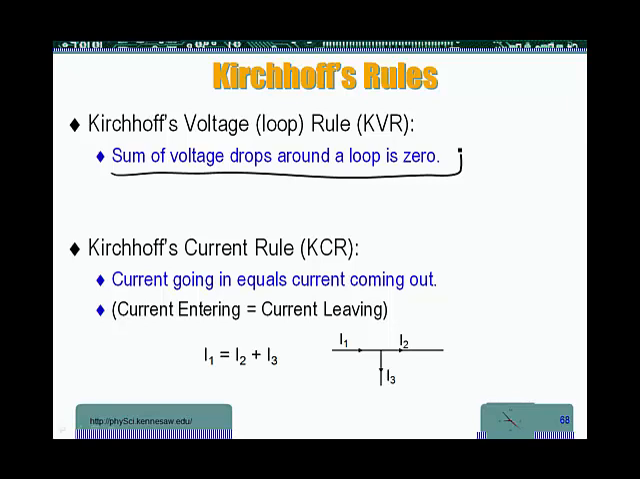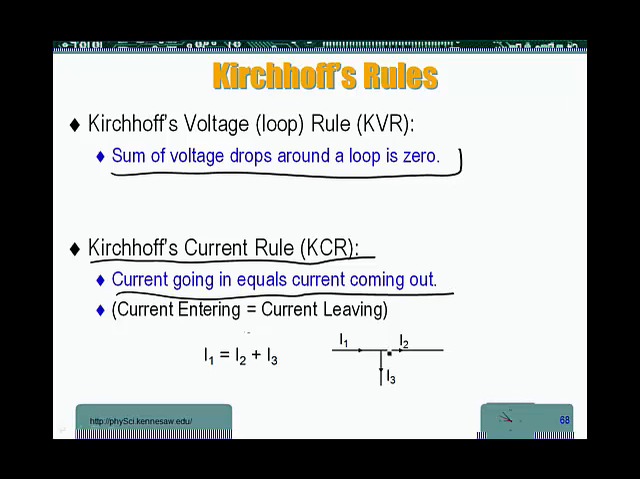Now, the second rule is what we call Kirchhoff's current rule, or KCR. That one is a consequence of the conservation of charge, which says in any point of the circuit, the current going into that point is equal to the current coming out of that point, which is, in other words, current entering is equal to current leaving.